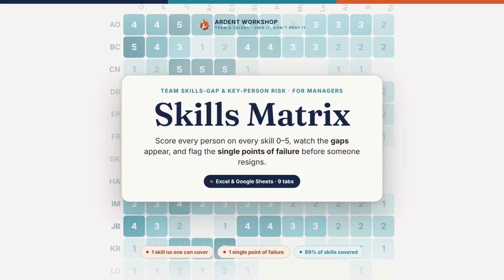Here is an uncomfortable truth about most teams. You do not have a skills problem, you have a visibility problem. You staff projects from memory and then find out that someone was the only person who could do a critical job the week they hand in their notice. The skills matrix fixes that. It turns what everyone half knows into one board you can actually read.